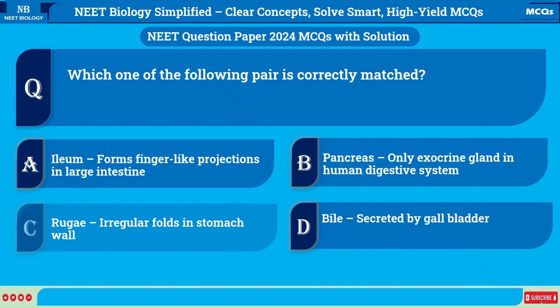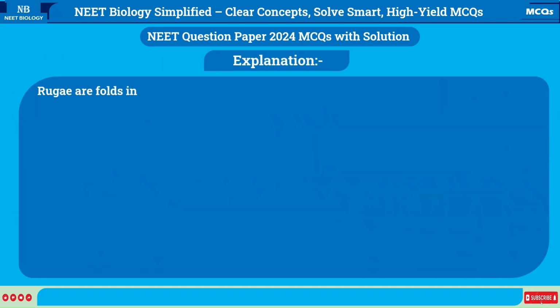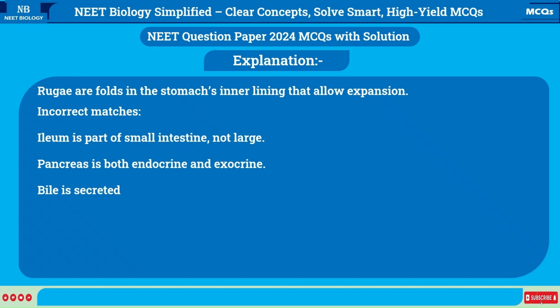Correct answer is C. Rugae, irregular folds in stomach wall. Explanation: rugae are folds in the stomach's inner lining that allow expansion. Incorrect matches. Ileum is part of small intestine, not large. Pancreas is both endocrine and exocrine. Bile is secreted by liver, stored in gall bladder.